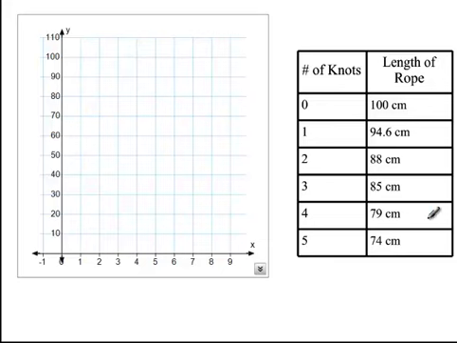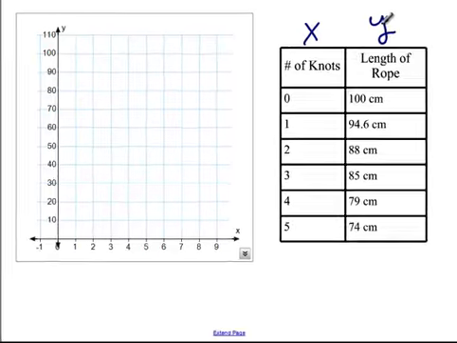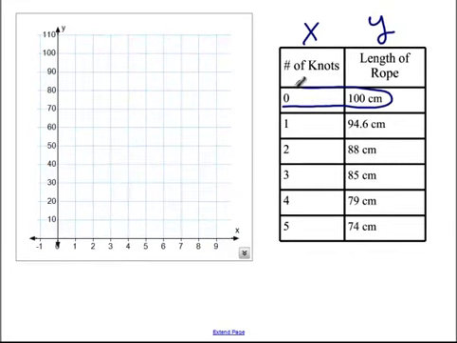So in this scenario, the number of knots is the independent variable. That's like our x. And the length of the rope is the dependent variable. The length depends on how many knots are tied into it. So that's like the y. We're going to plot these together, and we're going to pair up an x and a y, the ones that go together from the collection of data. So those two are going to be an ordered pair.